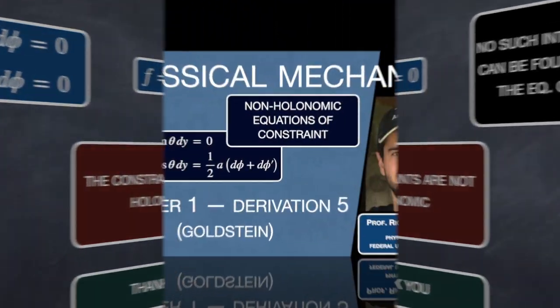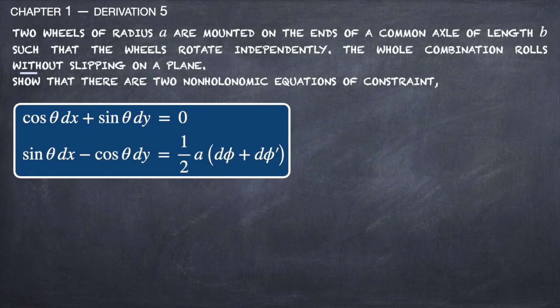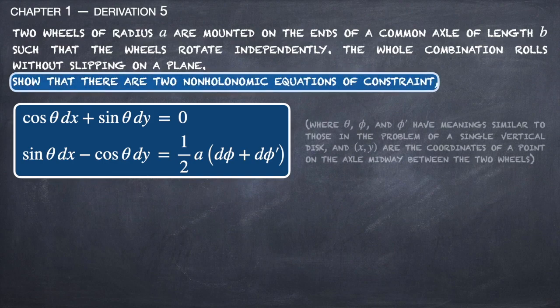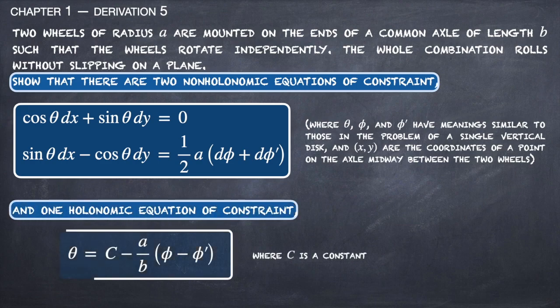Hello everyone, welcome to another video. I'm Professor Ricardo Gomes, and this is the solution of one more problem of classical mechanics by Goldstein concerning non-holonomic differential equations of constraint. So here we describe the system. The physical system consisted of two wheels of radius a mounted on the ends of a common axle, and we need to show that there are two non-holonomic equations of constraint, which are these two differential equations here, and one holonomic equation of constraint, which is this one.